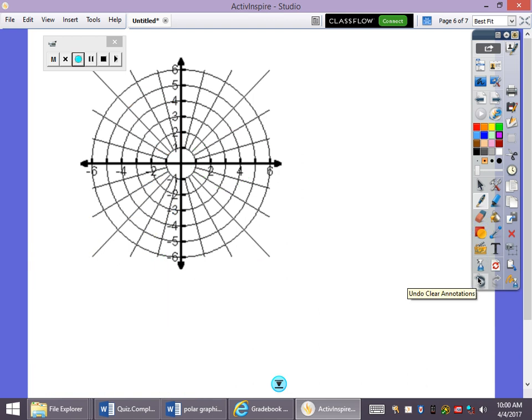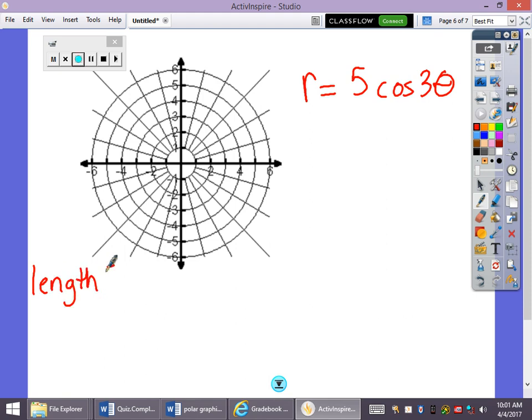Okay, we are doing letter D, which says r equals 5 cosine 3 theta. Okay, so talk to me. What's my length? My length is 5. What's my symmetry? X-axis. Okay, because this is cosine. How many petals? 3 petals. Okay, good.